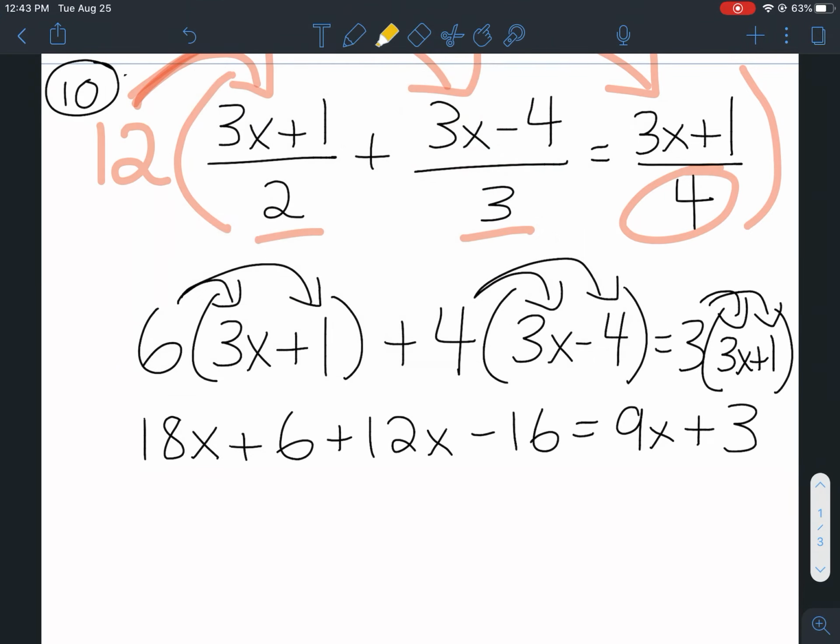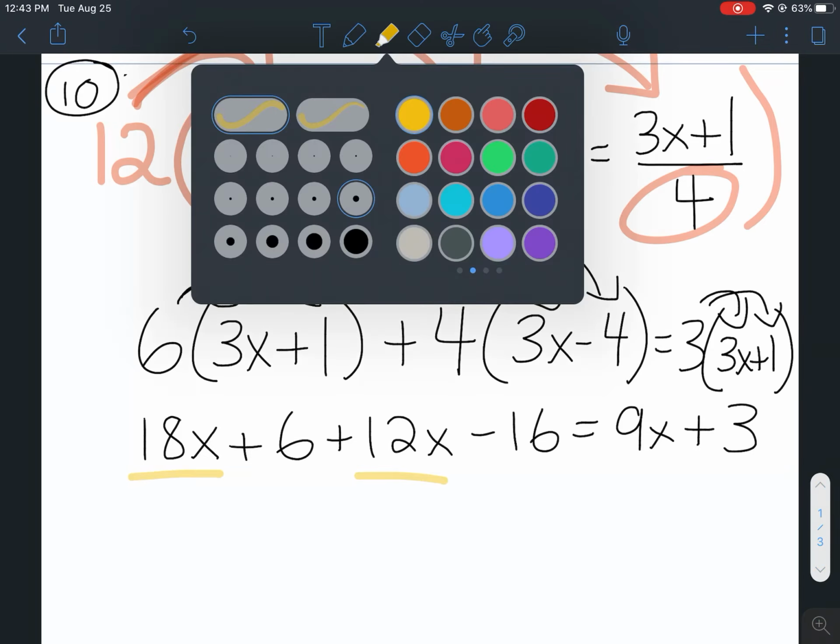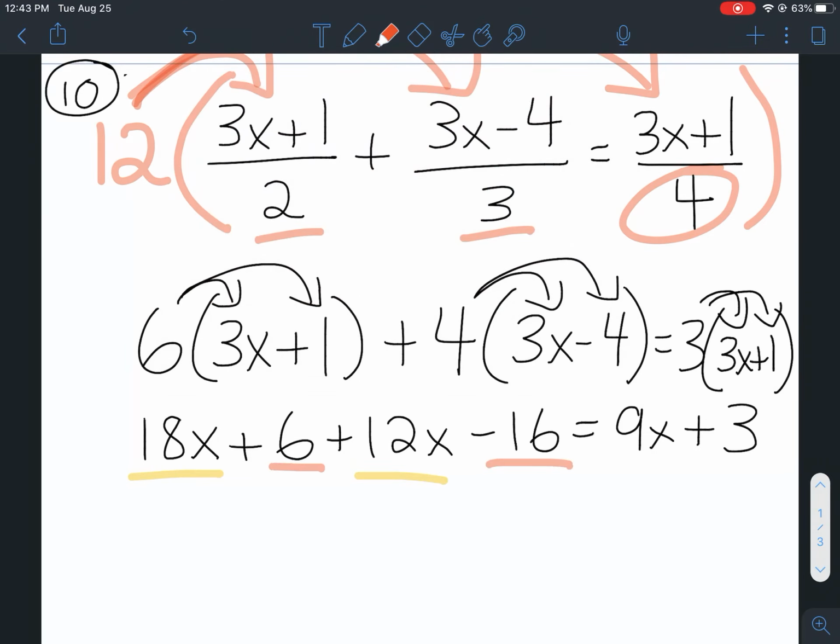Now it's a matter of combining like terms on the same side of the equation. Well, on the left, we have a couple x's, and we also have a couple constants. If we combine those, 18x and 12x makes 30x. And 6 minus 16 is negative 10.